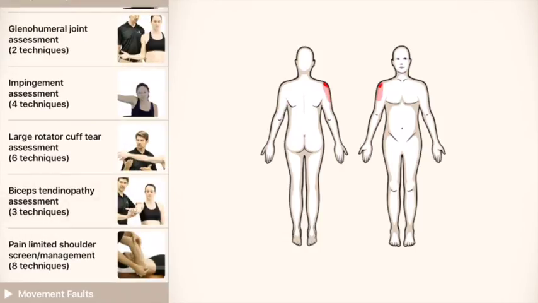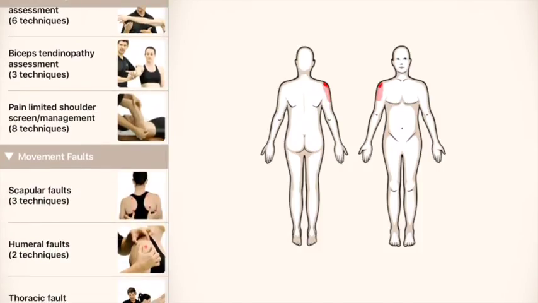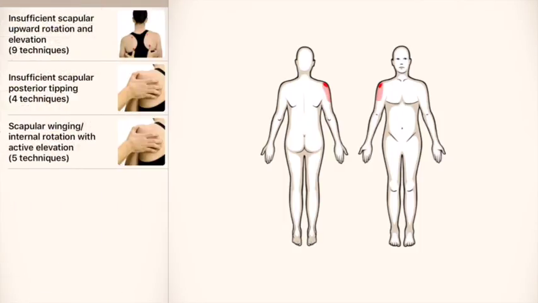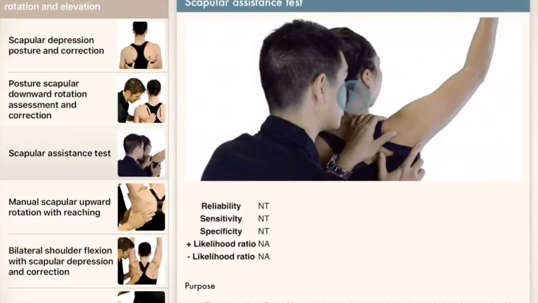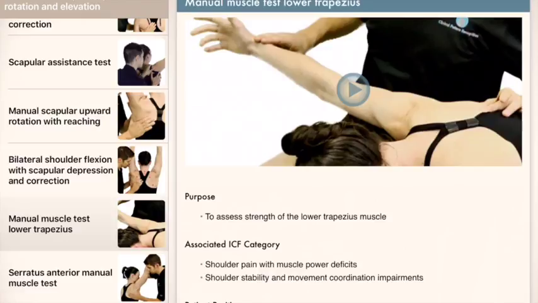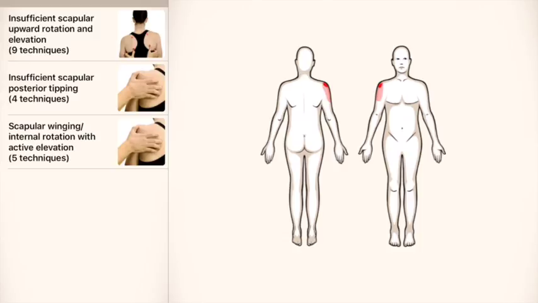When it comes to the movement faults, this is a very critical part of a movement specialist doing their examination. We've organized it into three main categories. So there's three main scapular faults: insufficient scapular upward rotation and elevation, insufficient scapular posterior tipping, and scapular winging or internal rotation with active elevation. And so as you observe in those categories, you can look at a posture exam, some type of correction with a special test, and then also some muscle testing that might be relevant for this scapular movement fault. You can look through each of these categories.